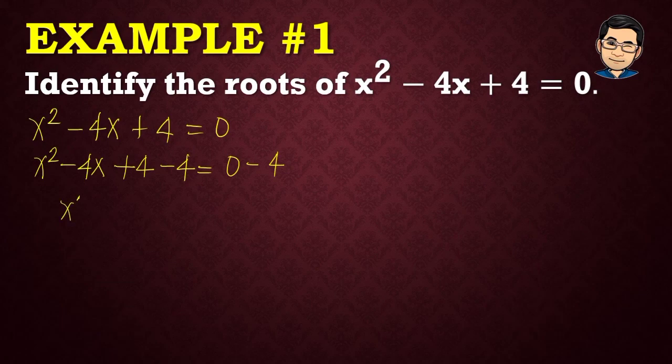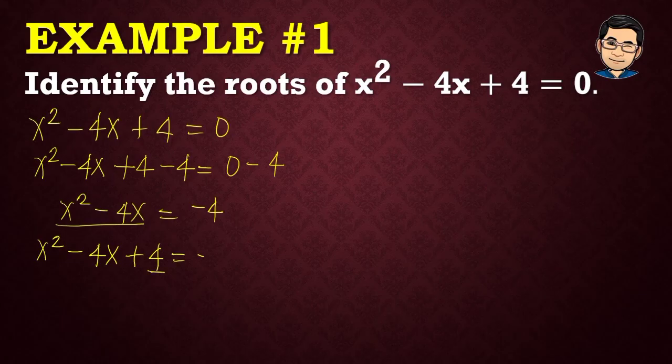So, x squared minus 4x equals negative 4. And then, gagawin nating perfect square, ito. So, kung i-divide natin ang negative 4 sa 2, magiging negative 2. And then, kapag in-square natin ang negative 2, magiging positive 4. So, isusulat natin ganito, x squared minus 4x plus 4. And then, kung anong in-add natin dito sa left side, ganun din ang i-add sa right side.